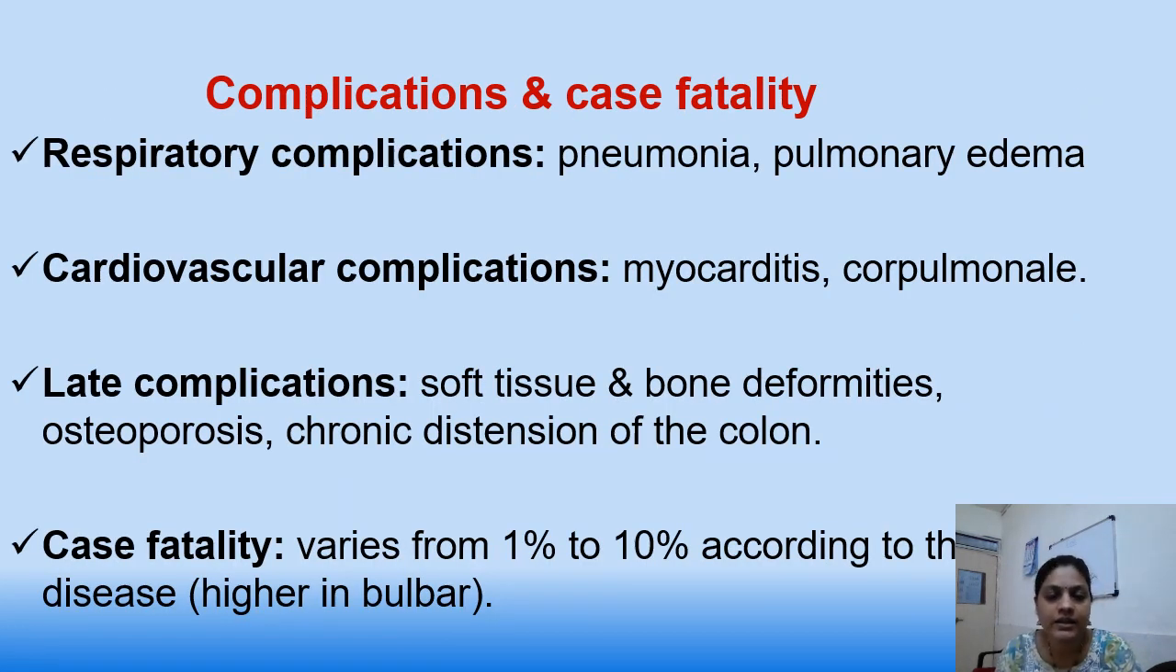Complications and case fatality. The complications seen in polio are respiratory complications like pneumonia, pulmonary edema, cardiovascular complications like myocarditis, or late complications like soft tissue and bone deformities, osteoporosis, chronic distension of colon, etc. Case fatality varies from 1 to 10% according to the type of disease. And higher fatality is seen in the bulbar type of polio.